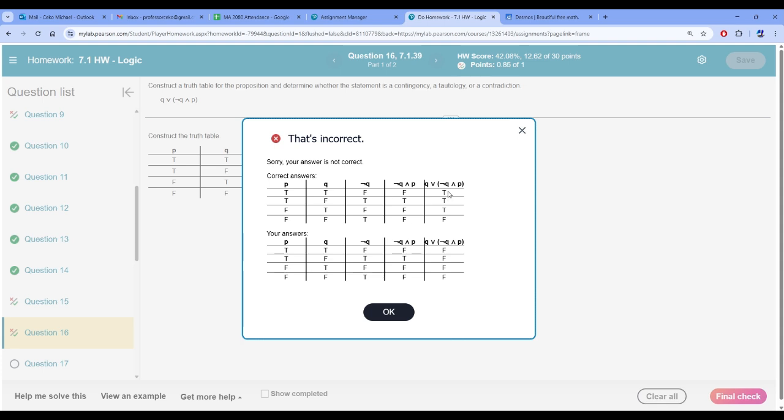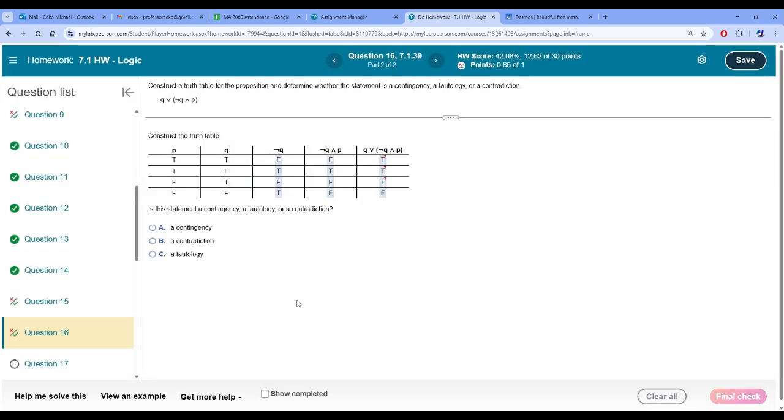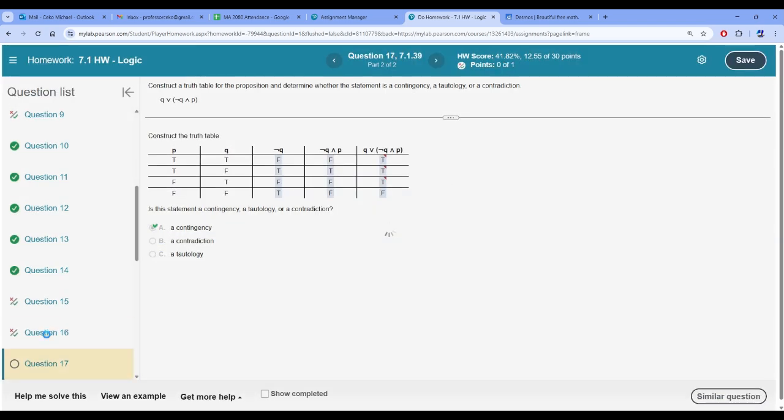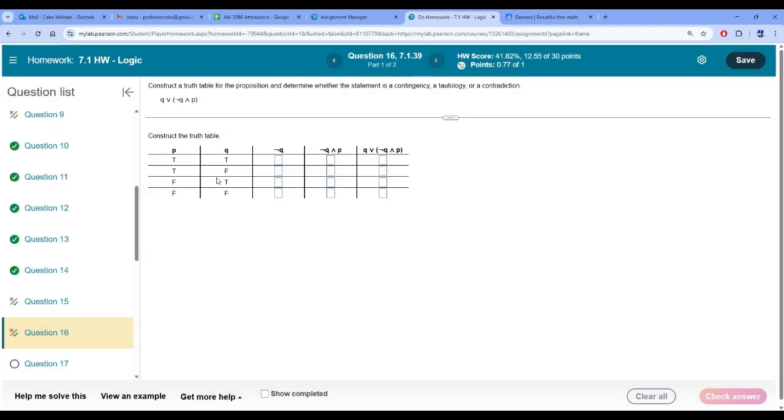True. How? Oh, because it's or. Oh my goodness. Oh, they keep changing the freaking letters on me. And this is a contingency. Dang it. Alright, let me go back to that one. It keeps trying to trick me.